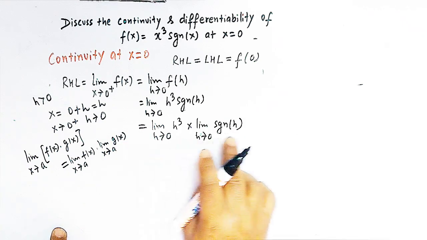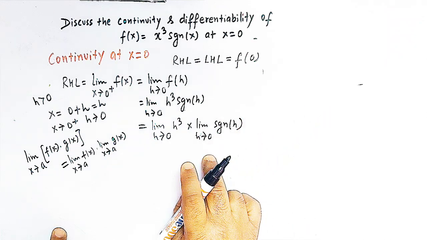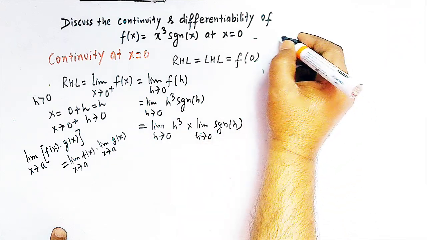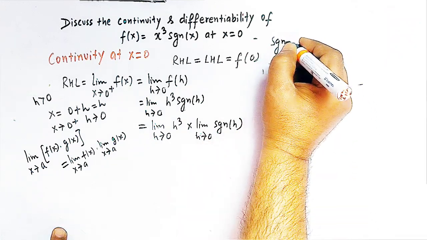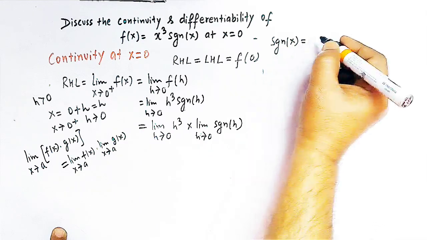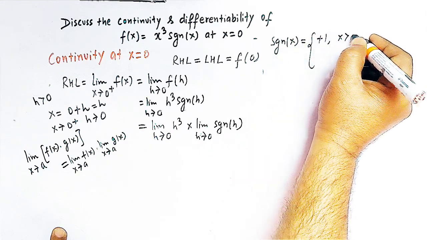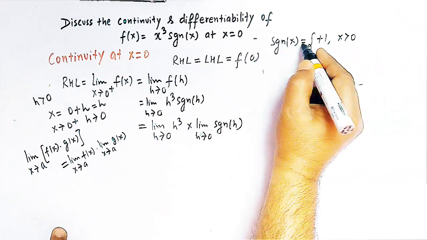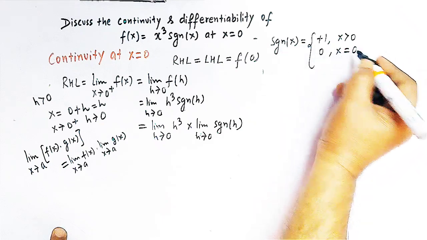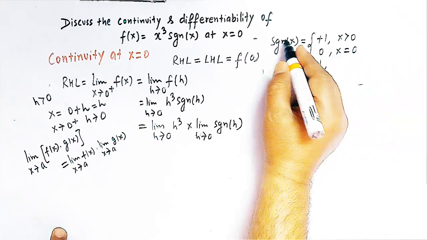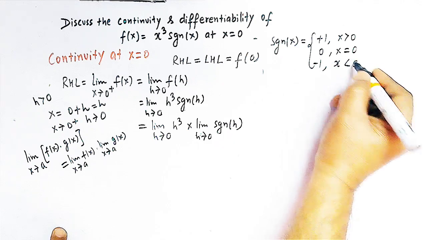Now let us first define the signum function. The signum function is defined like this: signum of x is equal to positive 1 whenever x is greater than 0, signum of x is 0 when x is equal to 0, and minus 1 when x is less than 0.